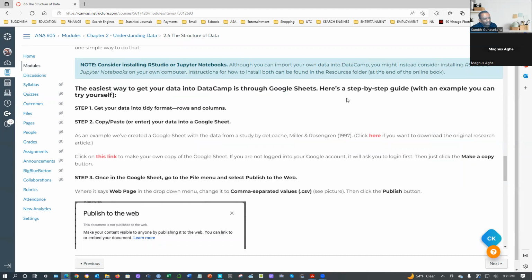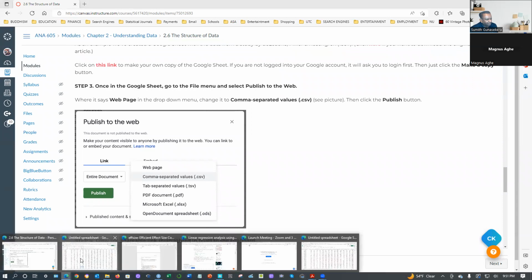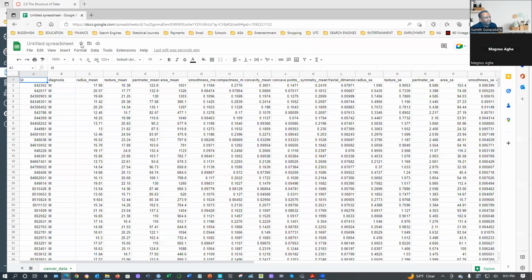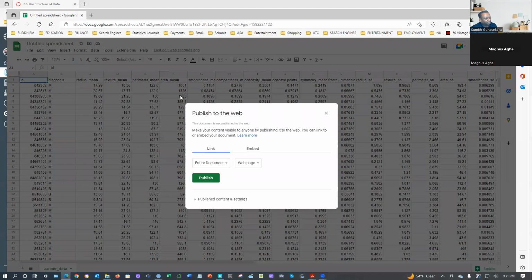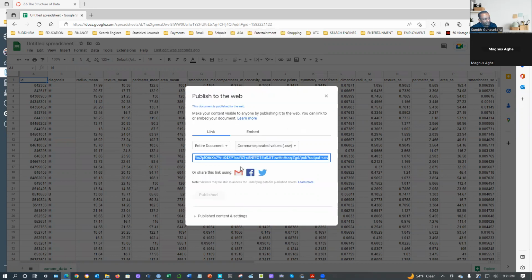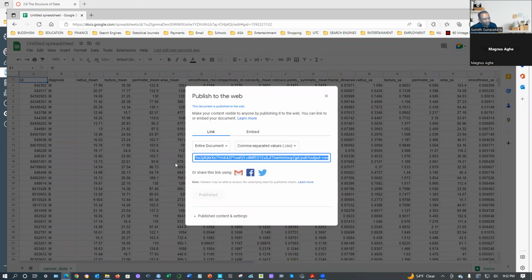Here's a step by step with an example. Okay, now we did that part. We got that one into our Google Sheet. It's in the Google Sheet now. Now what I'm gonna do, I go to the file and go to share and publish to web. Pick comma separated value and publish. Are you sure? Yes. They're gonna give you this link. Copy that URL.